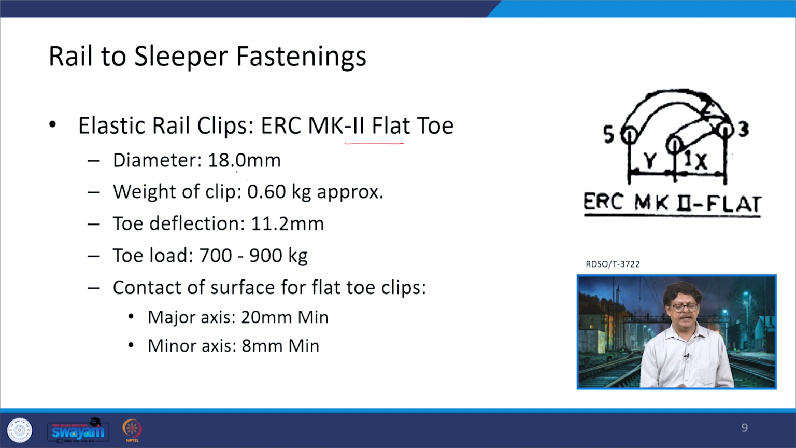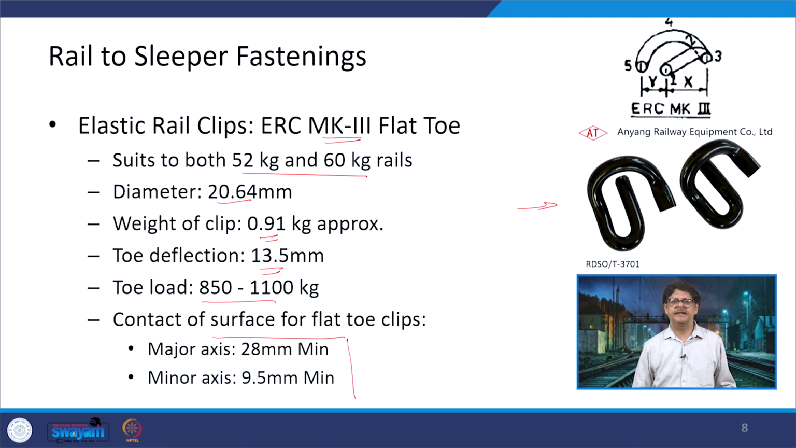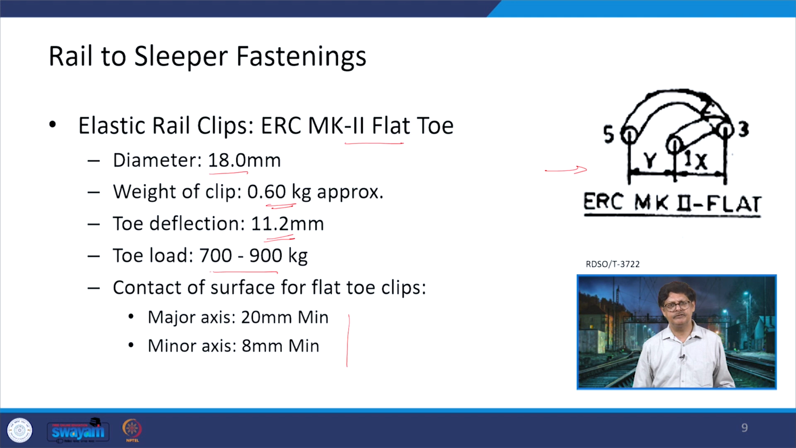MK2 flat toe, the diameter is 18 mm. So, change is here. The weight is also lesser, 0.6 kg only. Deflection is more or less equivalent with respect to the previous two cases which we talked about as a round and the flat toe. Toe load is again reasonably higher than those initial cases, and the contact of the surface of the flat toe clip is being shown on the right hand side. So, here some values are different, it is 20 mm and 8 mm minimum. If you see in the previous case it was 28 and 9.5 mm and it was further different in the previous case.